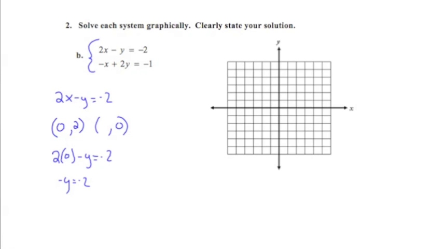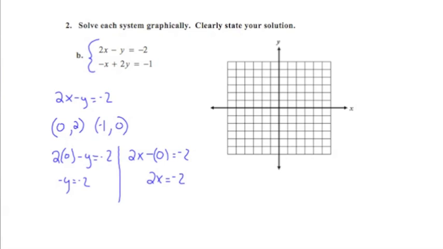Okay, looking at the second point, now I'm going to put a 0 in for y. So I'd have this 2x minus 0 equals negative 2. Well, minus 0 is really just the same thing as nothing there, so we're going to have 2x equals negative 2. For that to be a true statement, then x would have to be negative 1.